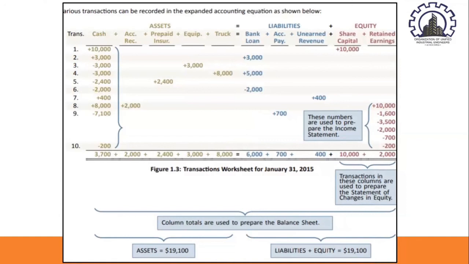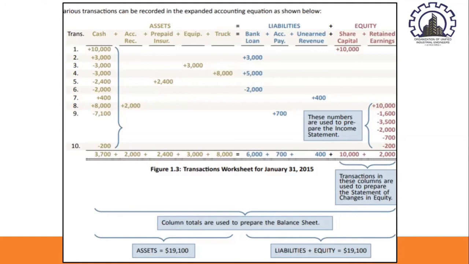In order for us to be organized, we should write down all the different assets involved in all of our transactions, from the first to the last transaction. There are five different assets. We have cash, accounts receivable, prepaid insurance, equipment, and truck involved in our example. And under liability, we have only three. We have bank loan, accounts payable, and unearned revenue. And under equity, we have share capital and retained earnings.